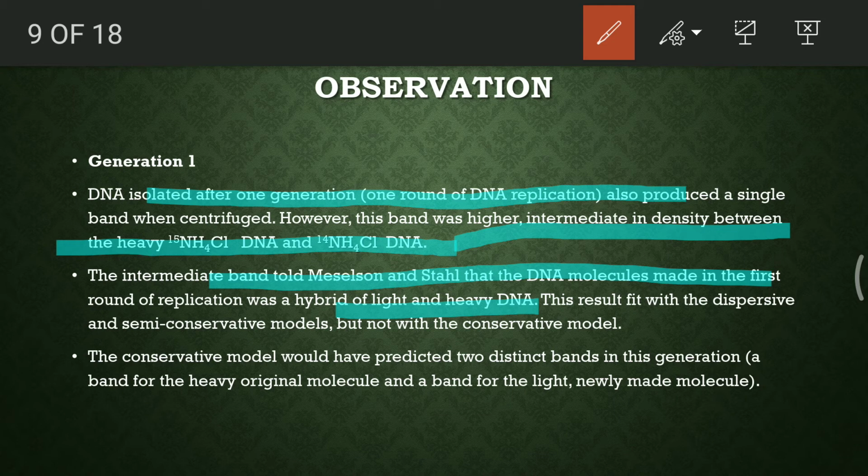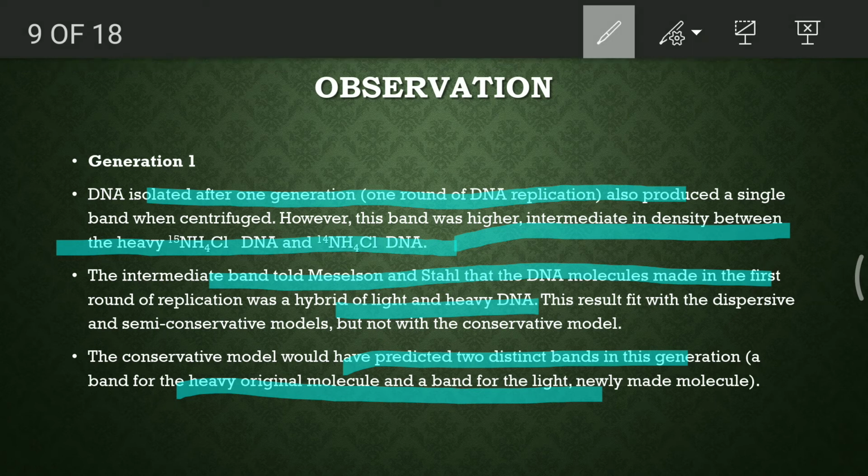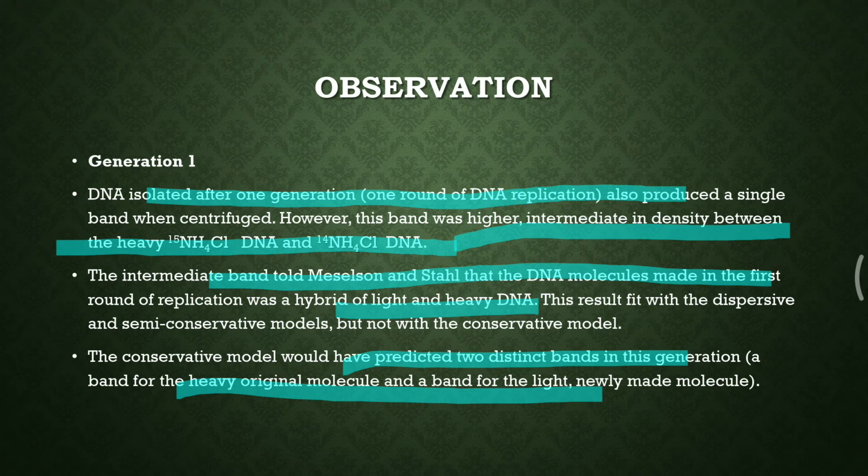But till now, it is not very well proved that it is not the conservative model. So, in order to prove that, they predicted two distinct bands in the generation: a heavy original molecule and a band that had light newly synthesized molecule. Why? Because we have put the DNA replication in a culture which has N14, which is a light isotope, whereas the parental DNA contained N15, which was a heavy isotope of nitrogen.